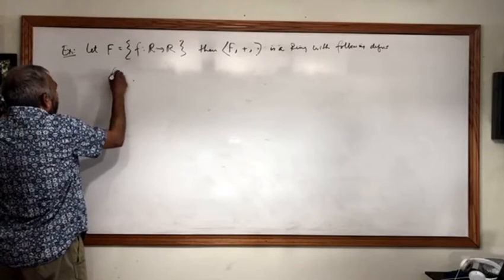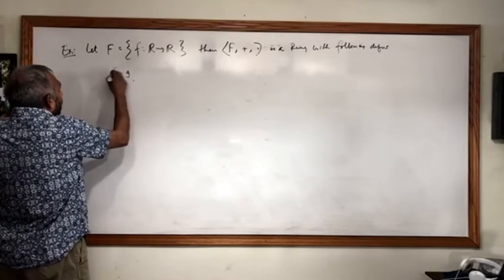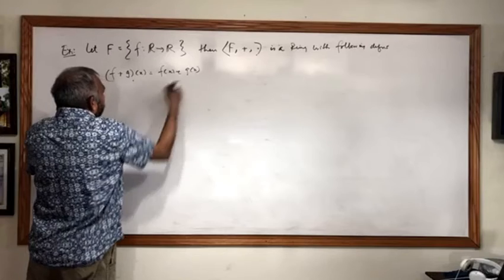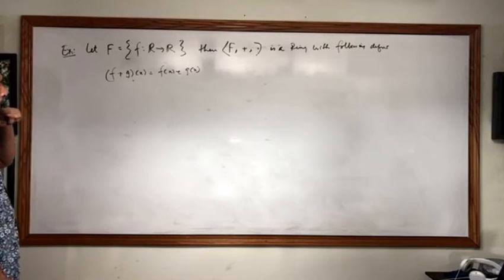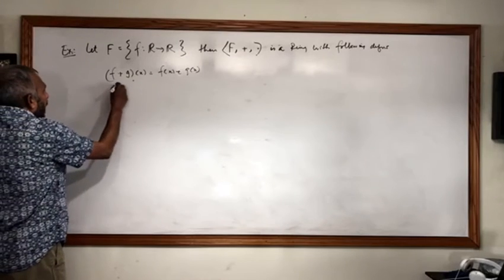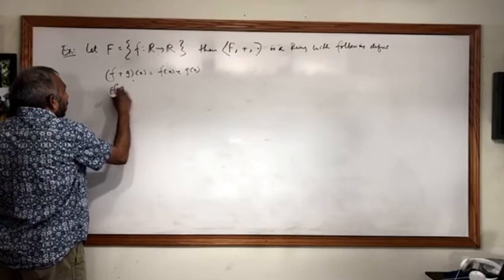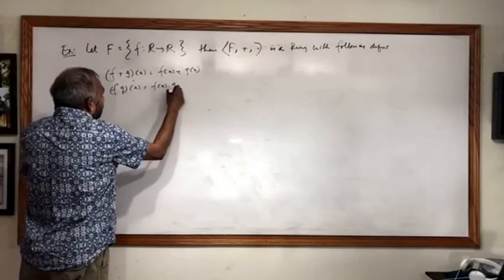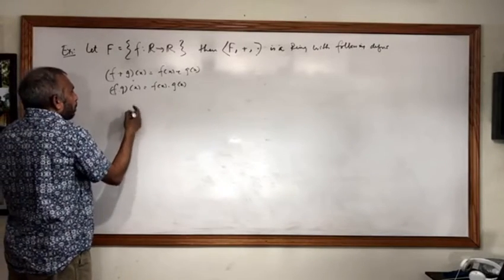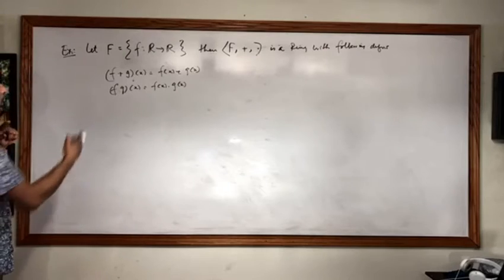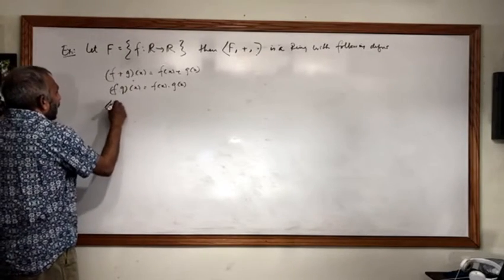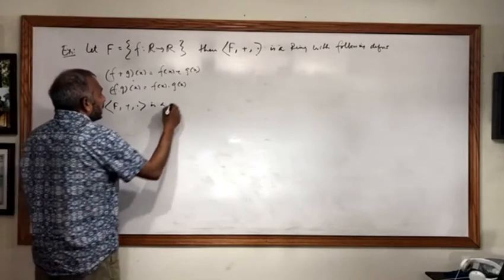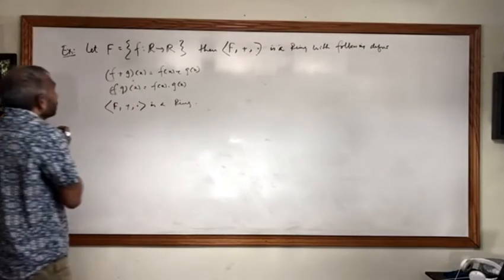So (f plus g)(x) is equal to f(x) plus g(x). That is how we define the addition. And (f times g)(x) is equal to f(x) times g(x). This is not composition. This is point-wise multiplication. So if you define like this, then F with addition and multiplication is a ring. So these are all infinite rings.